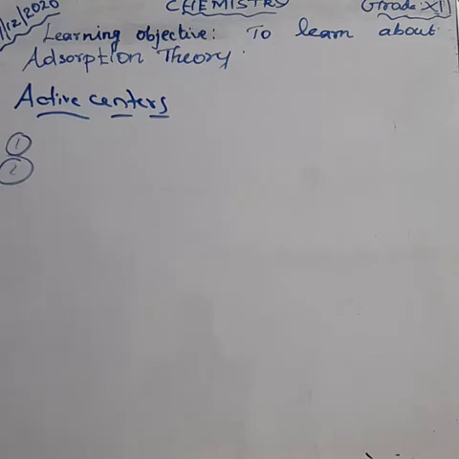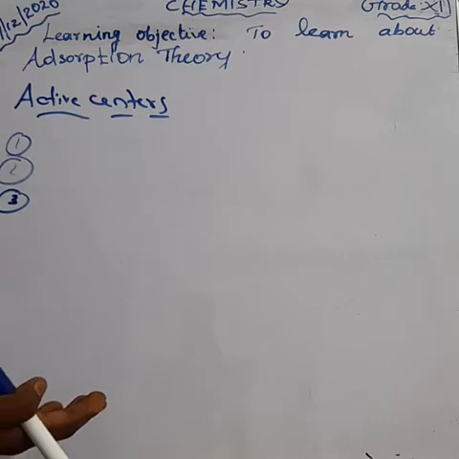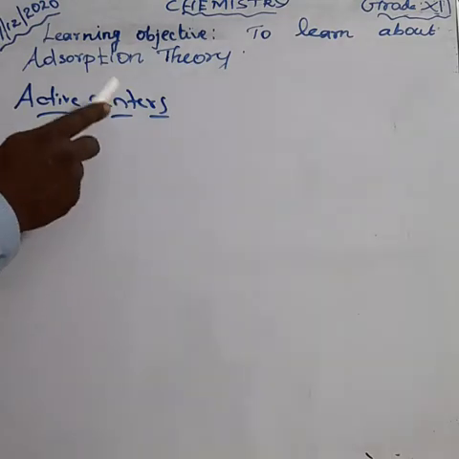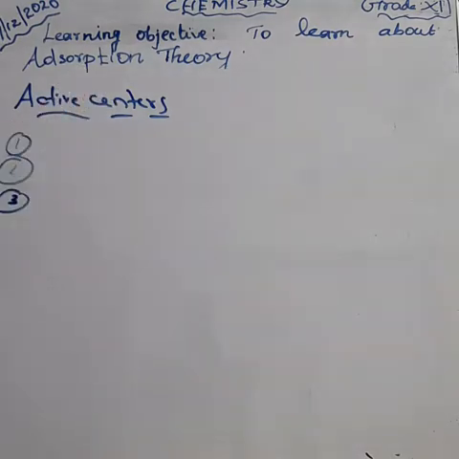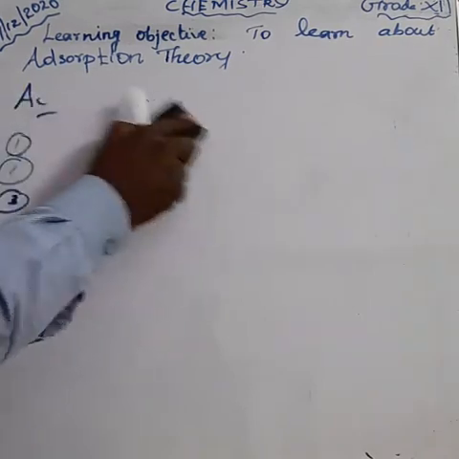Okay, next, third point. What is the third point? The promoters. The promoter, otherwise called the activator, increases the number of active centers on the surface. These are the 3 points about the active centers.